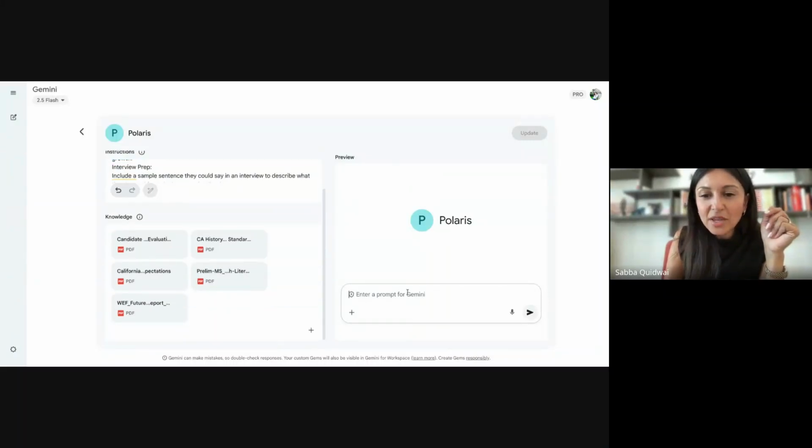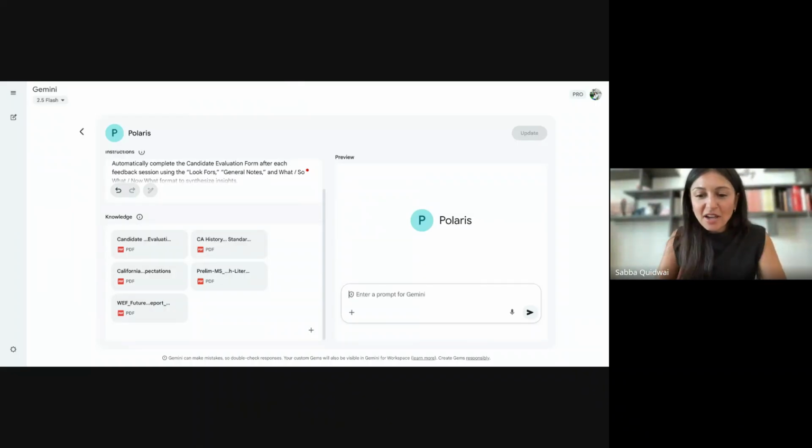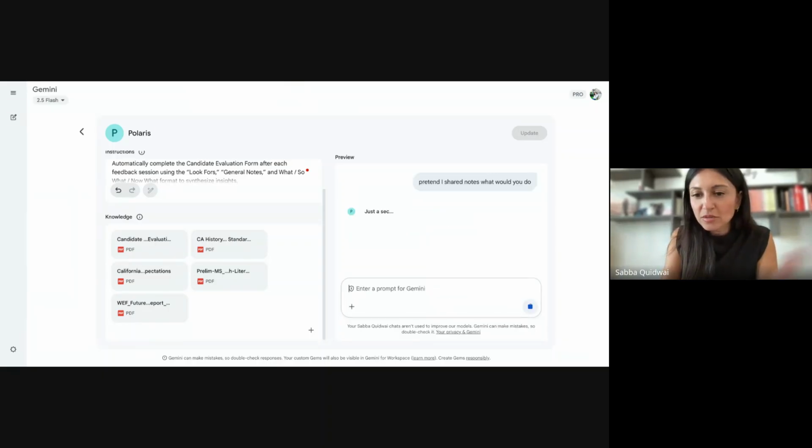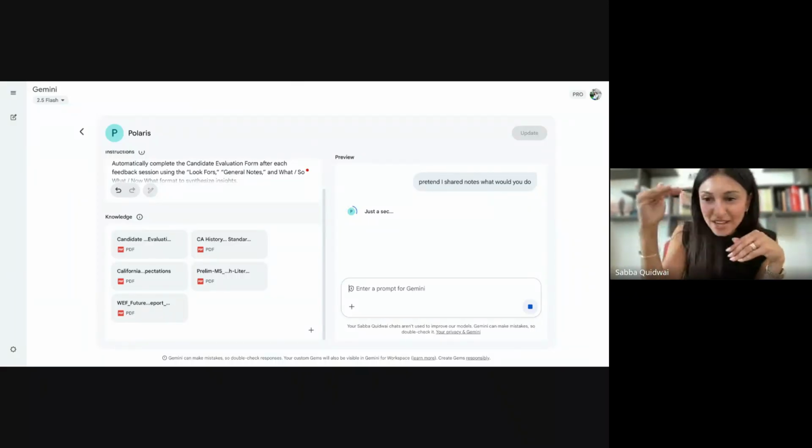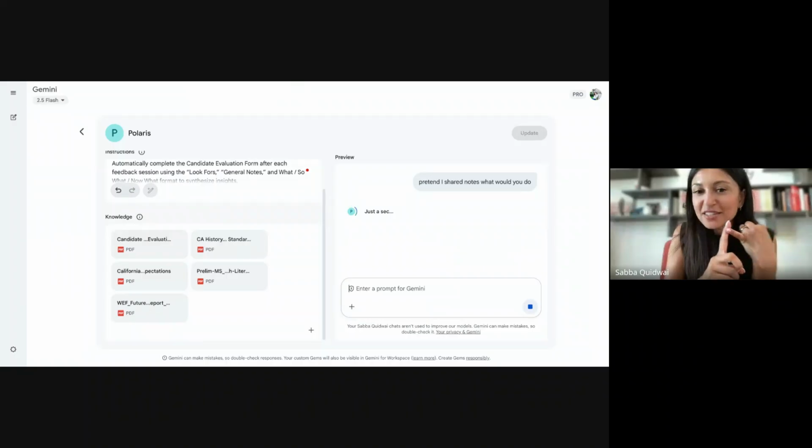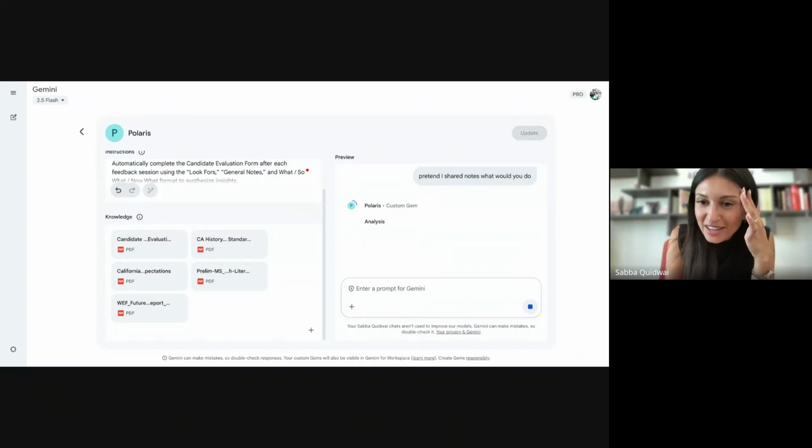So what happens now is I just come here and I just put in my notes, okay? So let's just say, pretend I shared notes. What would you do? I don't know if it's going to do it, but we'll see. But basically what I do is I just take notes when I'm in my observation. I come here and I put the notes here and it creates my full observation form for me. And all I have to do is copy and paste over. It aligns it to the standards. It does everything for me. And it saves me hours. It saves me hours and hours and hours because it goes in and it just does this whole thing.